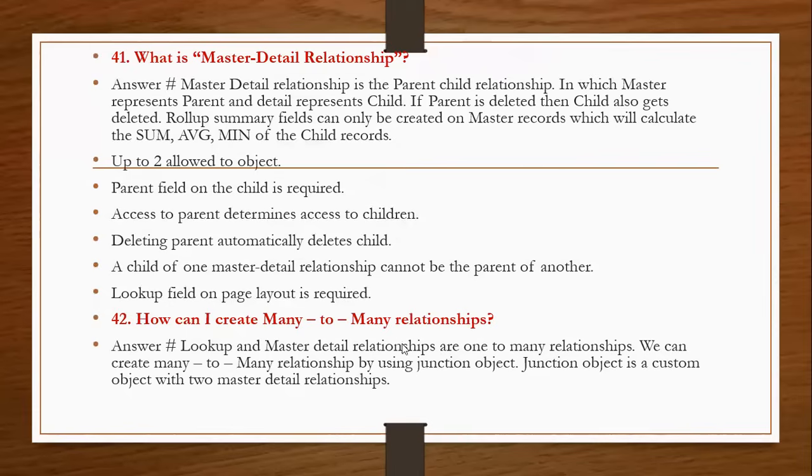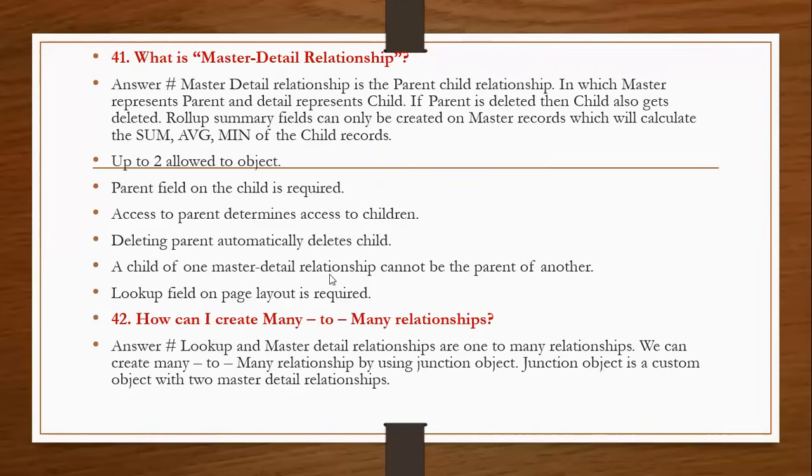Next question: what is a master-detail relationship? Master-detail is a parent-child relationship in which the master represents the parent and the detail represents the child. If the parent is deleted, then the child also gets deleted, and roll-up summary fields can only be created on the master record, which calculate the sum, average, min and max of the child records. Up to two objects are allowed. Access to the parent determines access to the children, and deleting the parent automatically deletes the children.